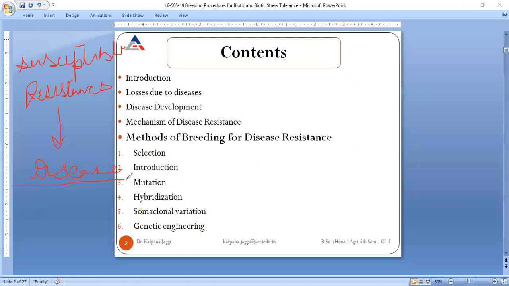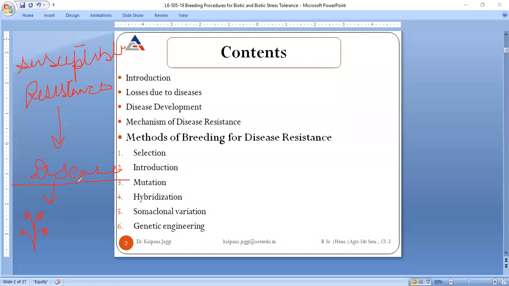Disease, everyone knows, is any abnormality appearing within the plant, and the result of the disease is the attack of any microorganism. And since it is a part of a living organism, it is a part of biotic factors. So this is said to be biotic stress, right? Now see, this is the disease, and say this is the plant.